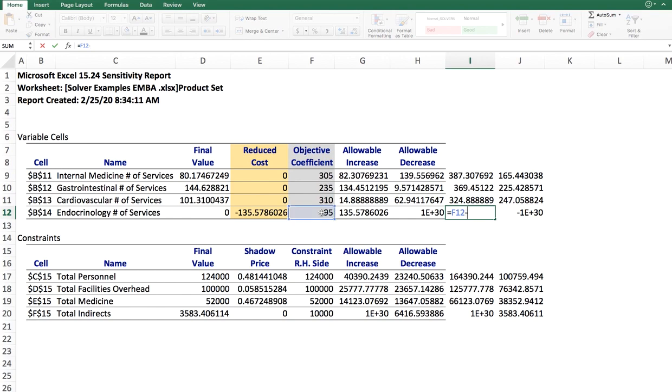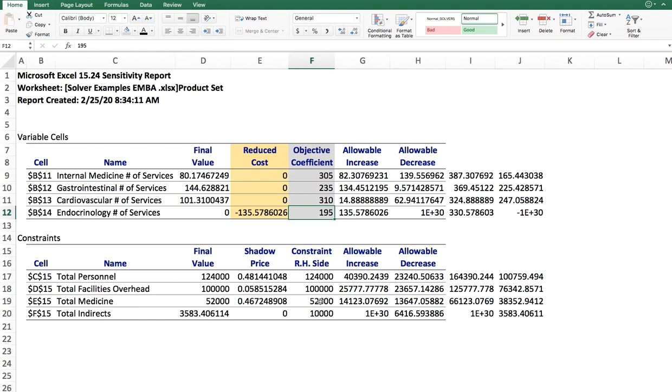So because that's the difference, minus that, you must make at least $330.58 in profits in order for the endocrinology service to be offered. Right now, your profit is only $195. So the hospital is basically telling you, unless you can increase your profits to $331, presumably you won't be able to add any more services. That's an important thing to know.